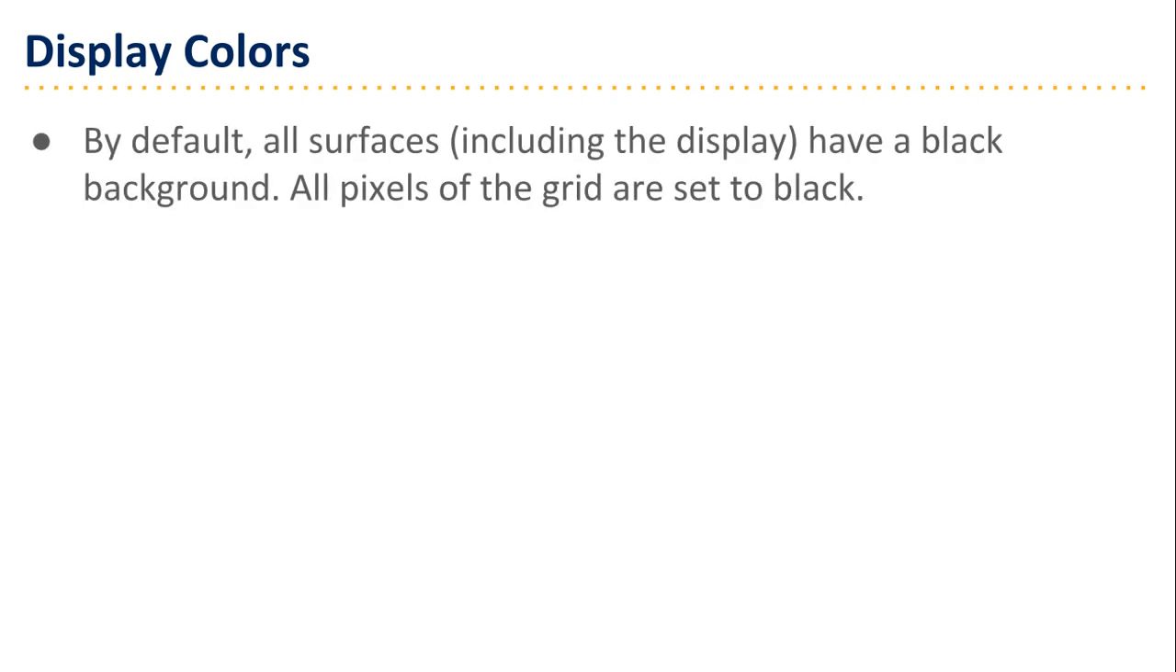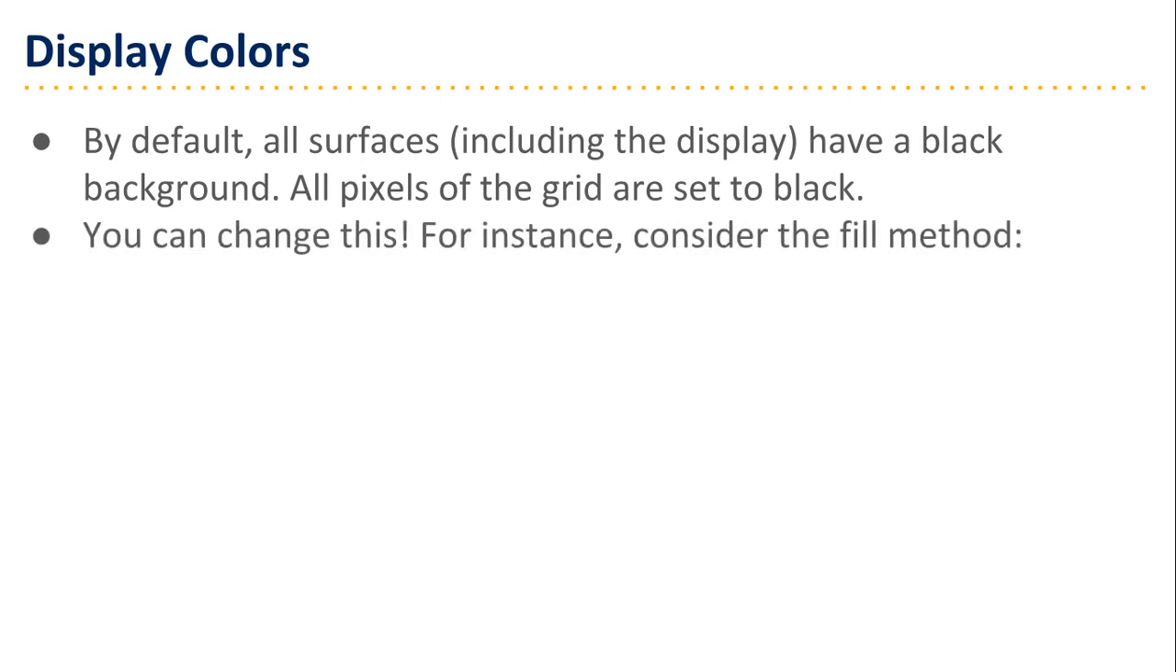All right, so now on to colors. By default, all surfaces, including the display, have a black background in Pygame. All of those little pixels, those squares, are just set to black. Note that surfaces have colors, not just the display. The display is the only one that the user can see, but all surfaces have pixels, and all those pixels are set to colors, and by default, they're just black. But you can change this. You can change the colors that users see.